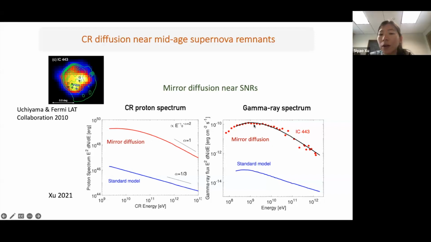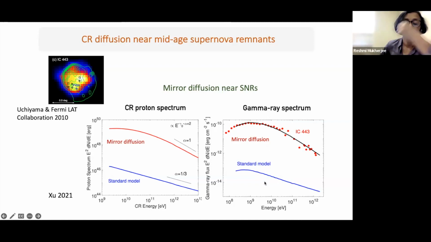Okay, so for this black line and the blue line, I use exactly the same parameters: density, magnetic field strength, initial injected particle spectrum. Everything is the same, except the diffusion coefficients are different. For the blue line, I use the average galactic value, 10 to the 28, I think, centimeter squared per second for GeV particles and beyond, following the one-third power law. This is the empirical average galactic value. And for the black line, I use the mirror diffusion coefficient. So only the diffusion coefficient is different.